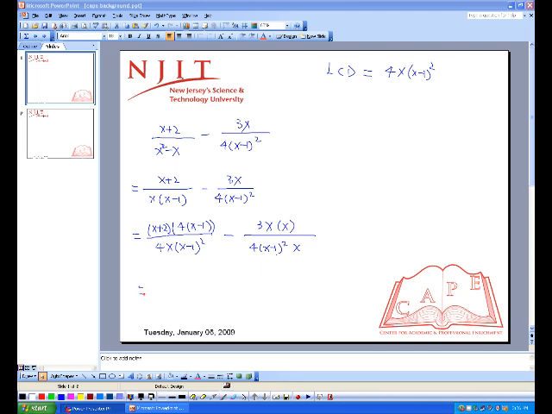Now when you do that, both of them have the same denominator already, so we can write it as a big fraction. The top is x plus 2 multiplied by x minus 1, minus 3x squared.